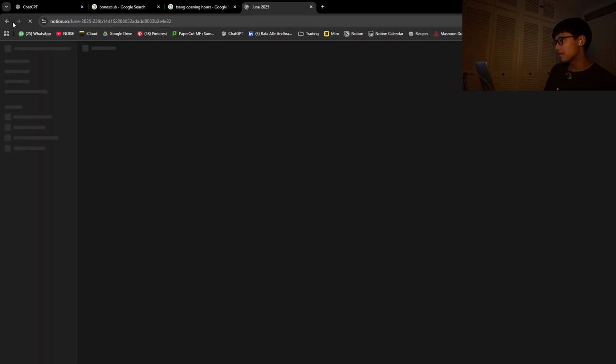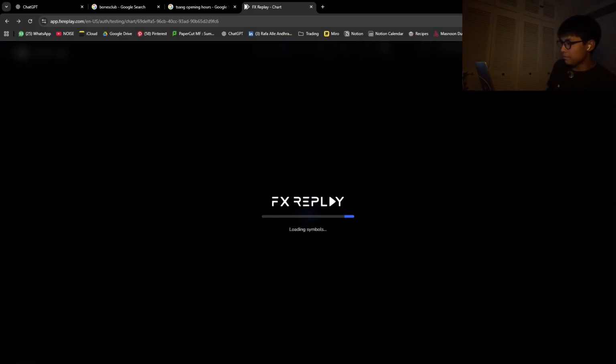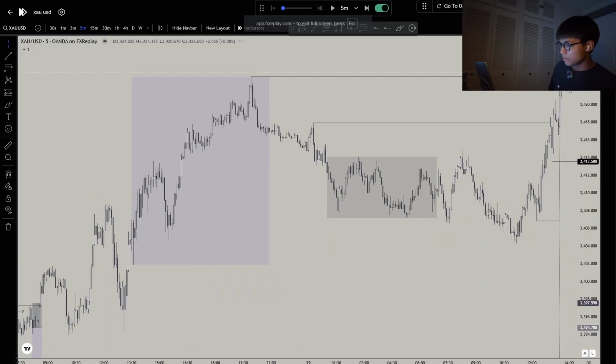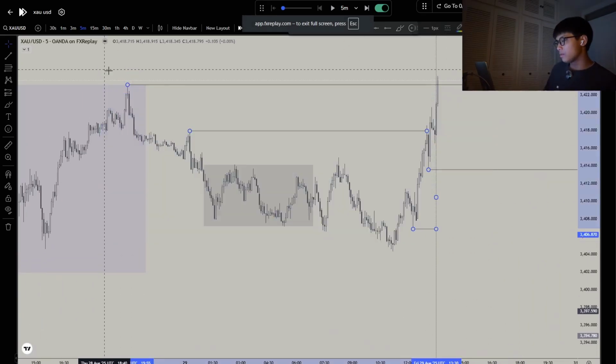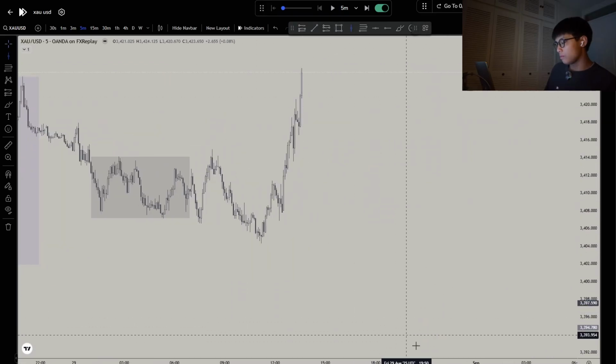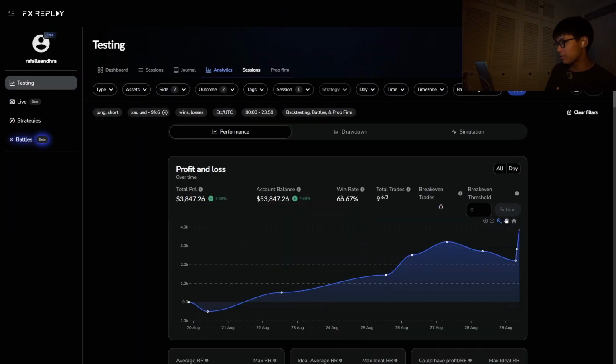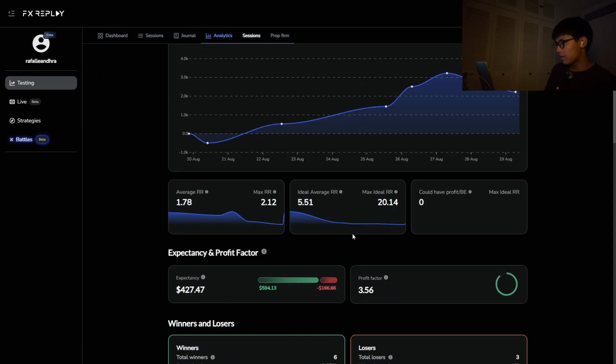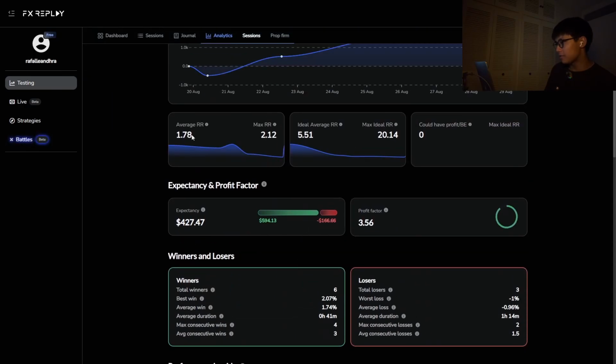Nope. Oh, why the hell? So far we're up almost 10%, which is crazy actually on this account, on this backtest with a 66.6% win rate. Average RR 1.178. Max RR is only a 2R.